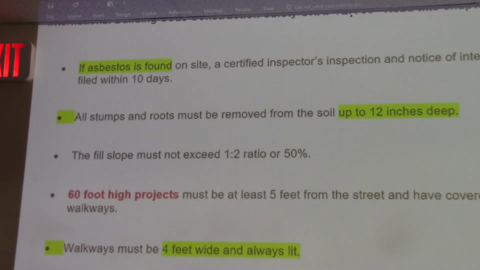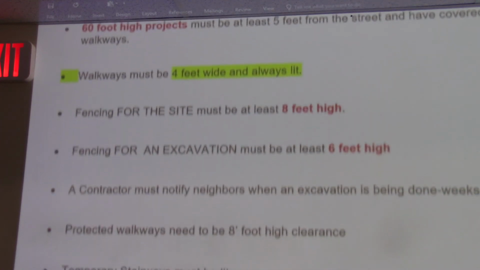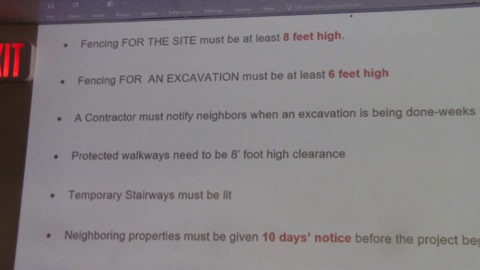I'll be sending you this cheat sheet that has the notes. I think a lot of you already got it. Stumps and roots, 12 inches deep. Walkways, we're going to look at that in a minute, because there's one more question. I'll let you print it in a minute. But there it was, the two right there on the top. For the site must be 8 feet. For an excavation must be 6. And then I'll break it down into notes so you can memorize. Some of these are good for memorization, too. You won't have to look them up again because we talked about it in class, which is the good news.